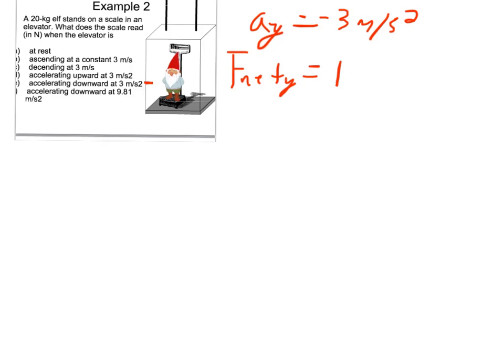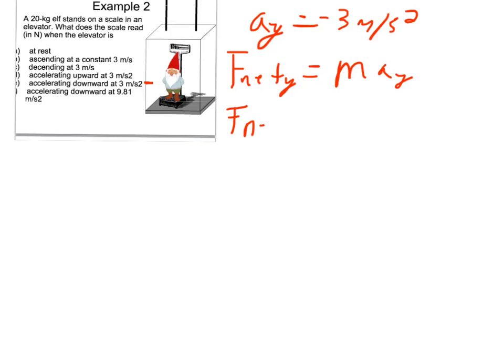Okay, next example. He is now accelerating downward at 3 meters per second squared. If he's going down, that's a negative, so negative 3 meters per second squared is our acceleration in y. Everything else, except for that sign, is pretty much the same as the last one. So let's see if we can do this fast. Net forces in y equal mass times acceleration in y.